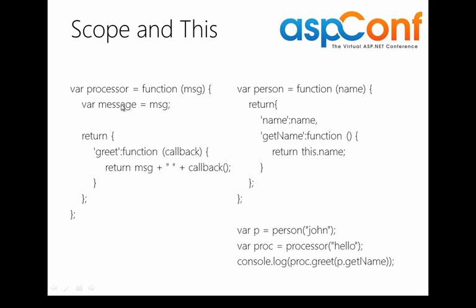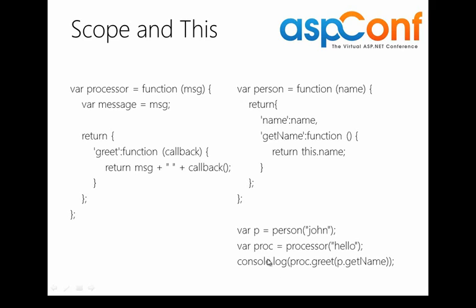In the first one, the processor function, you're declaring a message equal to the parameter, and then you're returning an object that has a greet function. That function takes in a callback and returns the message concatenated with the result of the callback. Quite simple. The second function, person, simply returns an object that has a name that's the same as the name passed in, and the getName function simply returns that name.